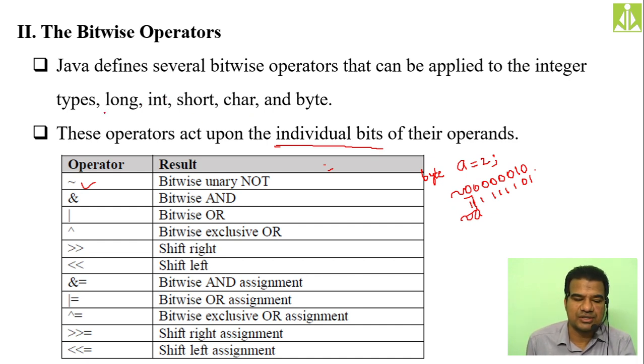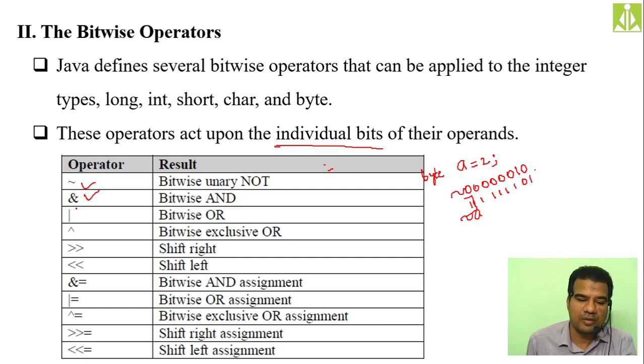Then we have bitwise not. It will apply at bit level. It is a unary operator, because it is taking only one operand, as you can see here. Then bitwise and, it is a binary operator. It will also apply at bit level. Bitwise or, bitwise XOR, left shift, right shift, and compound assignments. All these are binary operators. Compound assignments including left shift, right shift, all these are binary operators. Only the first one is a unary operator.